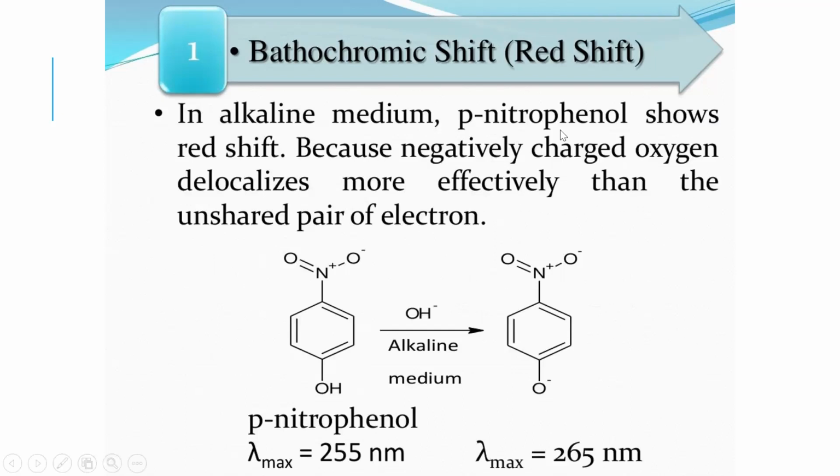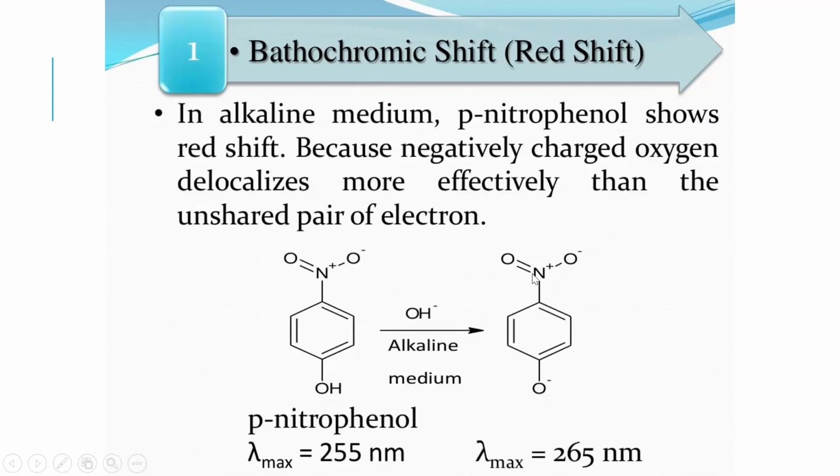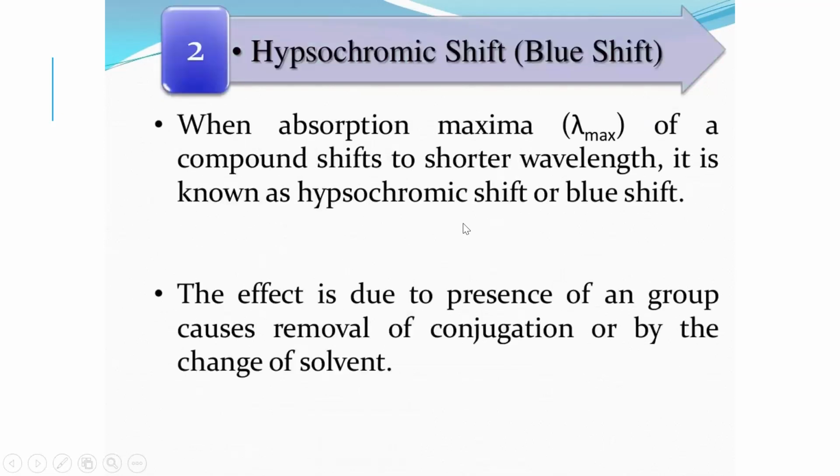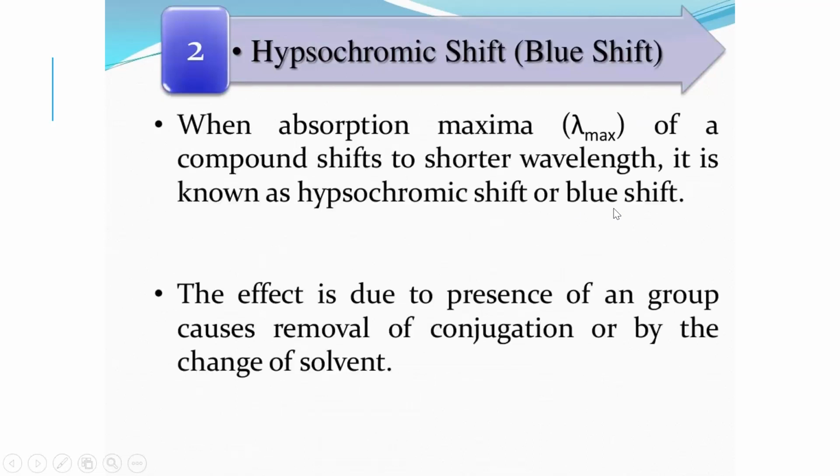In alkaline medium, paranitrophenol shows red shift. So bathochromic shift takes place by the attachment of a group or by changing the solvent. Here in alkaline medium, bathochromic shift is observed. So which causes this shift in the absorption maximum to longer wavelength?